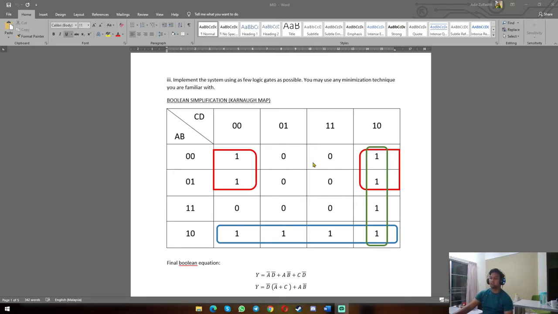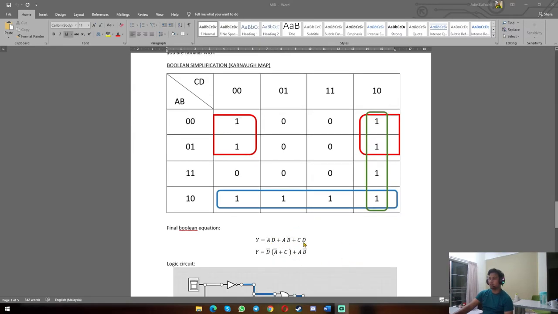Yes, A B bar. So then from this, you can get A D bar, A plus B bar, C D bar. So I will factorize out the same term. You can see D and D, so I factorize out that, so D times (A bar plus C) plus A B bar. So this is the simplest Boolean expression that I get.